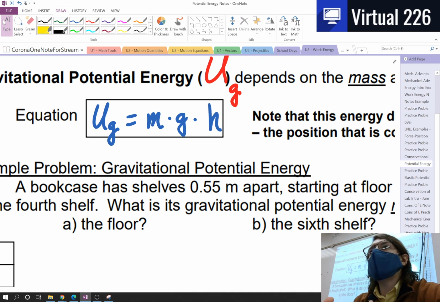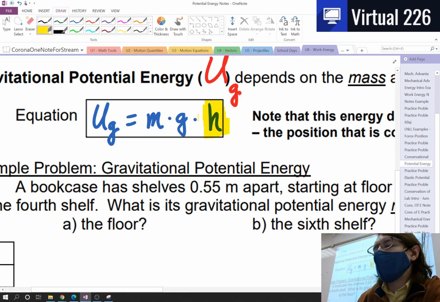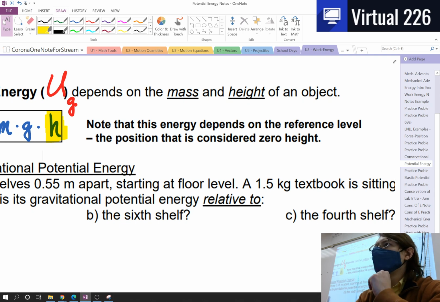Now there is a very important thing here to think about, and it has to do with this h, this height, so to speak. That h is dependent on a reference position. And what do we mean by a reference position? Well, let's talk about this.